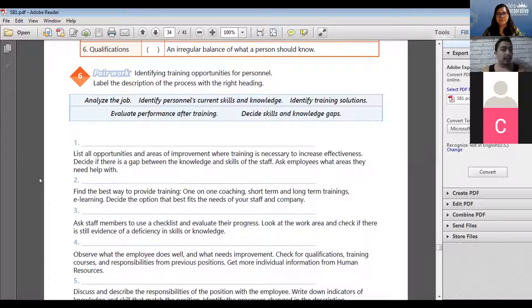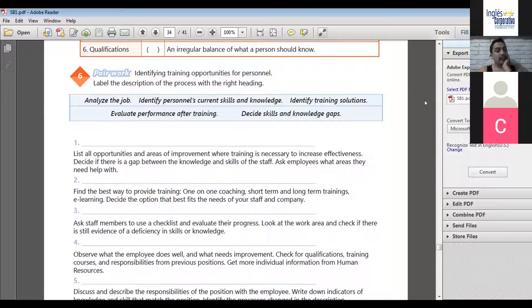I think it's identify training solution. Yes. Okay, Elda, your turn, number three. Ask staff members to use a checklist and evaluate their progress. Look at the work area and check if there is still evidence of a deficiency in skills or knowledge. Maybe it's evaluate performance after training. Yes.